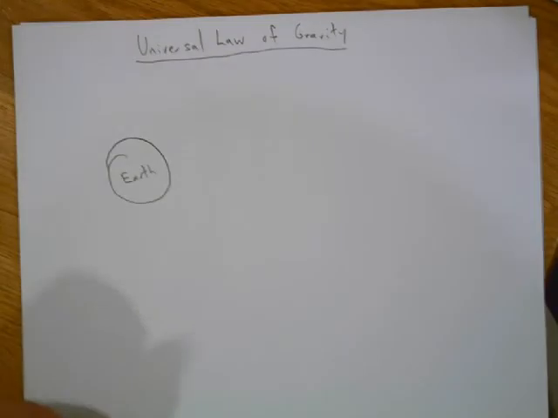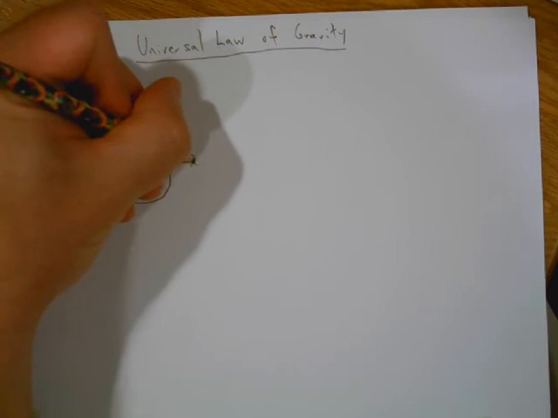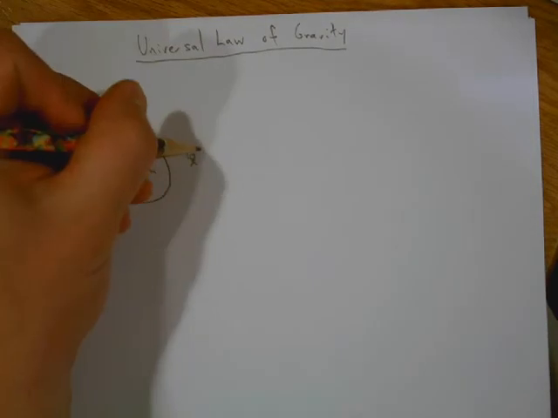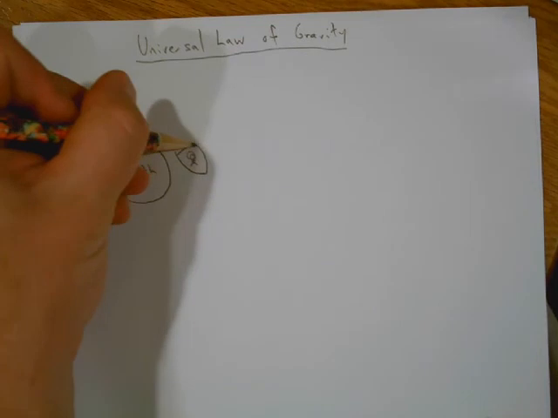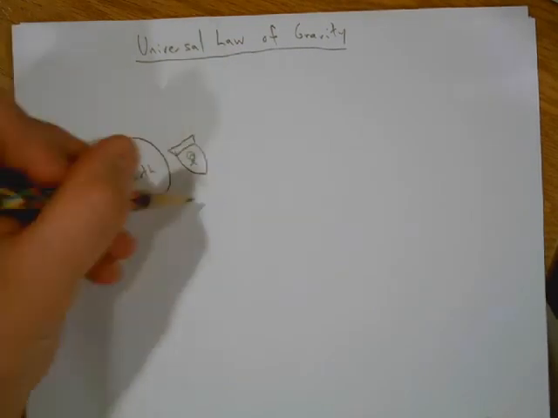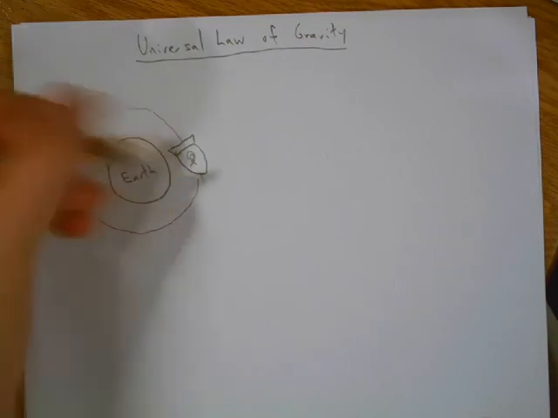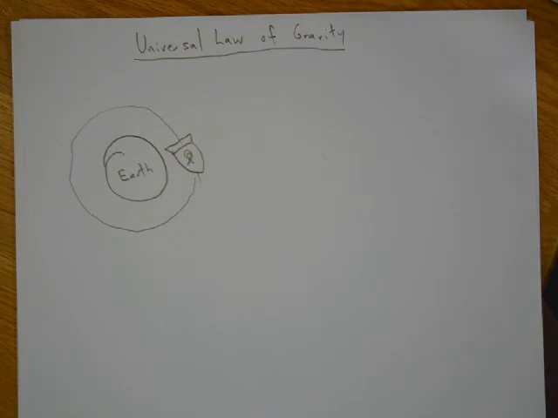Okay, and we have an astronaut. There's my astronaut. Obviously not drawn to scale, because that would be way, way too big. And our astronaut is in a spaceship, and the spaceship is orbiting the Earth. I think everybody's pretty familiar with seeing pictures of this, that the astronaut floats around.